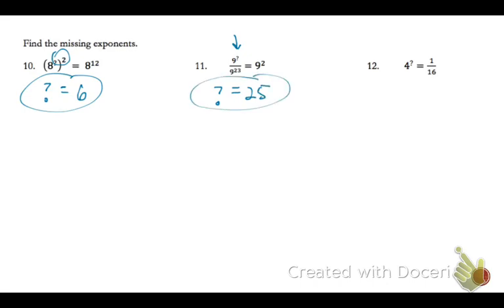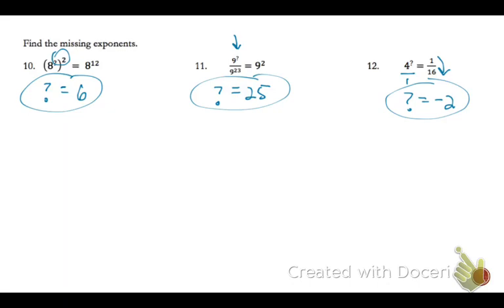And then on number 12, 4 raised to some power will equal 1/16. Well, notice that 4 is in the numerator right now, and it drops to the denominator and is squared. So that means our power needs to be 2, but then it also needs to be negative because our final term is in the denominator.